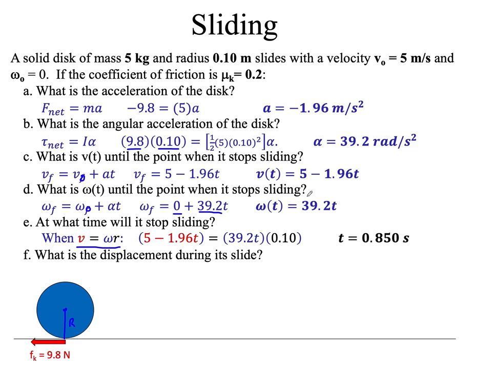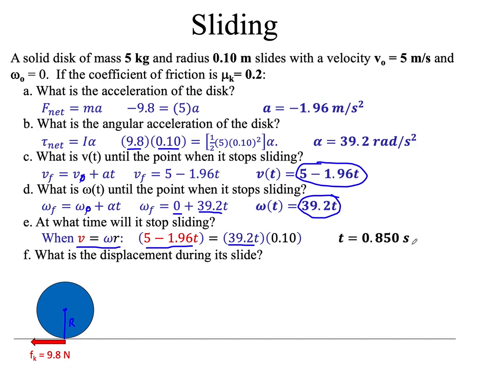So plugging in our equation for velocity at any given time here, and our equation for omega at any given time here, and plugging in our radius from up above, if you solve this equation, you'll discover when this becomes true. It becomes true at t equals 0.850 seconds.